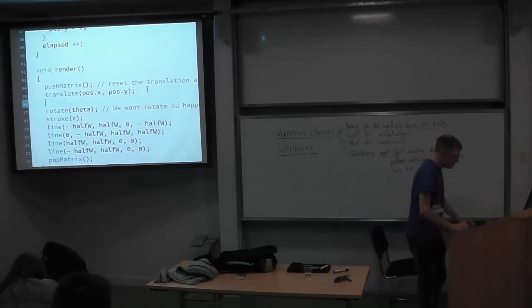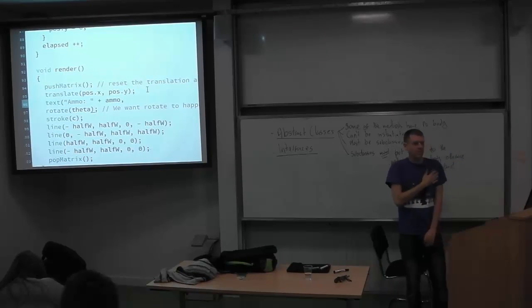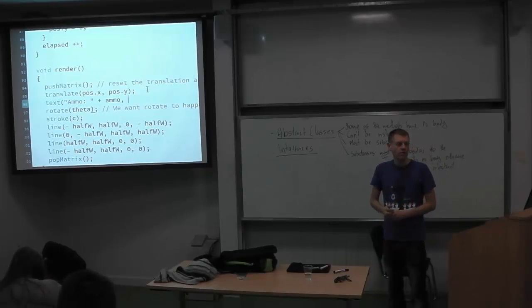So, we'll just put in some text here. Ammo, colon, and then let's print the ammo amount. Now, we need to put it at a particular X and Y coordinates. Where should we do it? What X and Y coordinates should I use to print the ammo?